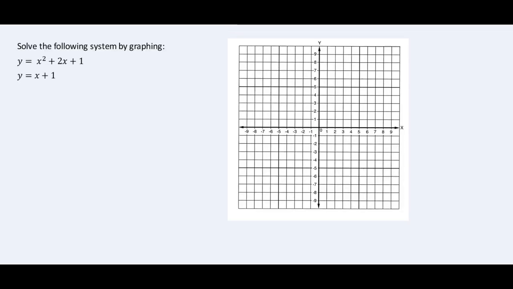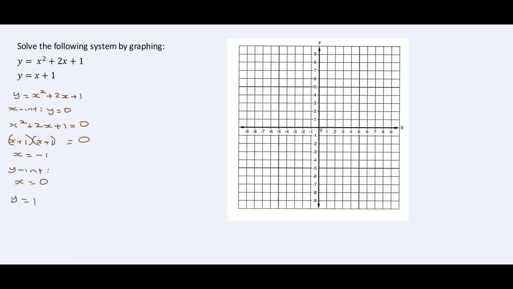And finally, we're going to take a look at this system here. So y equals x squared plus 2x plus 1. For the x-intercept, we have y equal to 0, so x squared plus 2x plus 1 equals 0. So we factor this. We have (x plus 1)(x plus 1), so x equals negative 1. Let's look at the y-intercept. We have x equal to 0, so y equals 1.